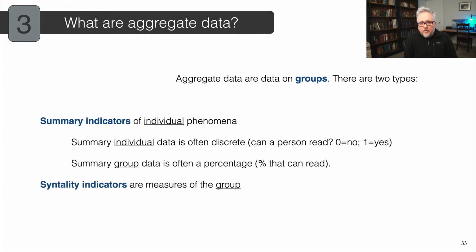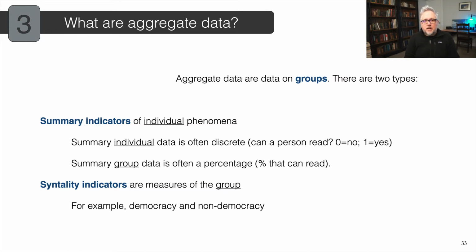Then there's another measure. I don't expect you to know or remember this term, but it is just a measure of the group itself. It's not a summary indicator of individual measures, like whether you can read or not, or the percentage that people can read or not, but it's about the group itself. Is the group institution a democracy or a non-democracy? Is a group of people at war or not at war? That is not a characteristic of the individual, it's a characteristic of the group.